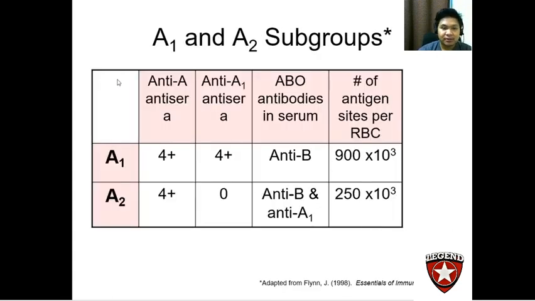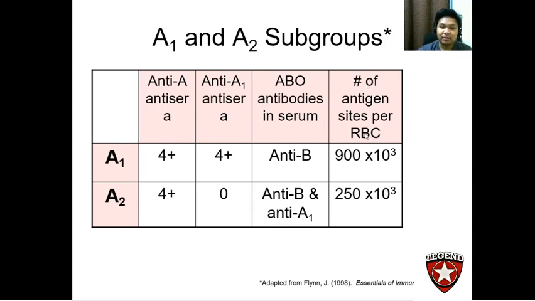Now, this table shows you the differences between A1 and A2. A1 will react with anti-A and anti-A1, since in A1 patients, you both have the A and A1 antigen. A2 patients, on the other hand, react only with anti-A, okay, because they only have the A antigen. They do not react with anti-A1 since the A2 patients lack the A1 antigen. So that's the basic difference between A1 and A2. For the ABO antibodies, both A1 and A2 subgroups have anti-B, but again, as mentioned, your A2 patients could form anti-A1.